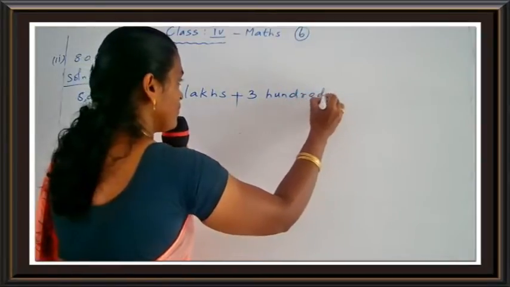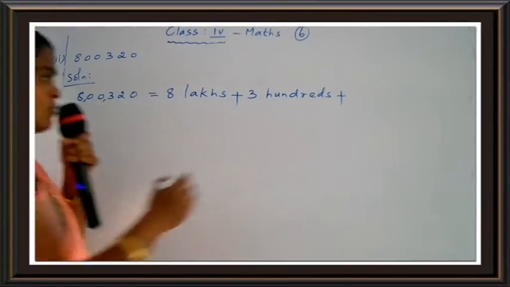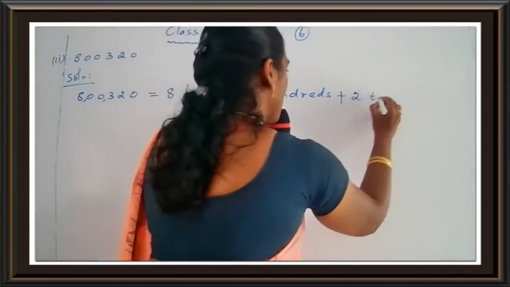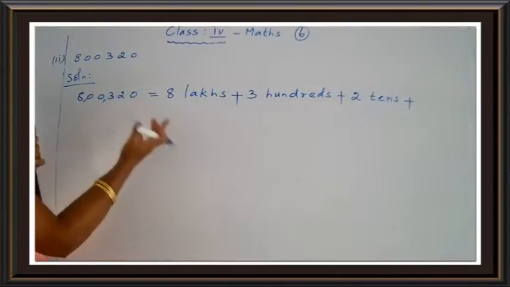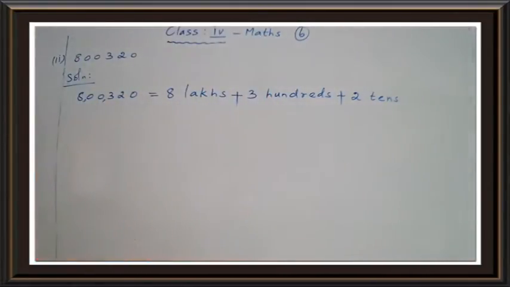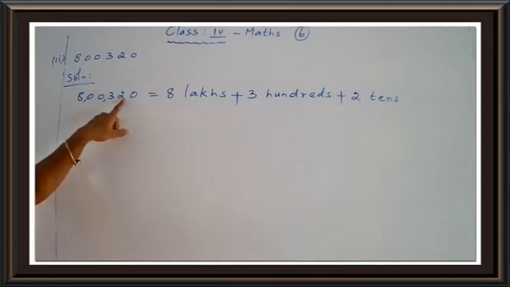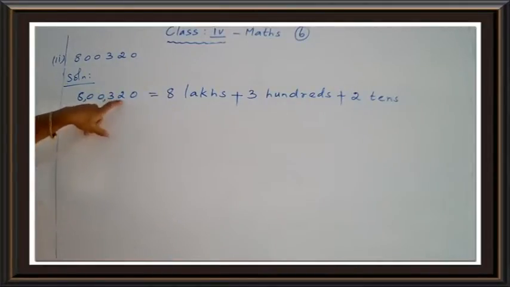Plus, next, you come to the next digit, 2. So what is the place value of 2? 2 tens. Okay. 2 tens. Plus, next 0. So that's why 0. So don't write. Okay. So not represented in the expanded form. Okay children. So your answer is 8 lakh 320. What is the expanded form? 8 lakhs plus 300 plus 2 tens. Okay, children? 8 lakhs plus 300 plus 2 tens. This is the first way.